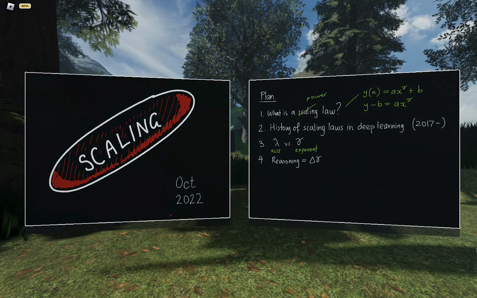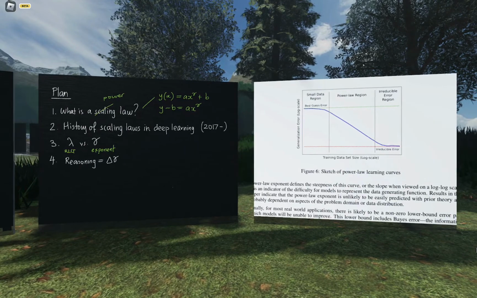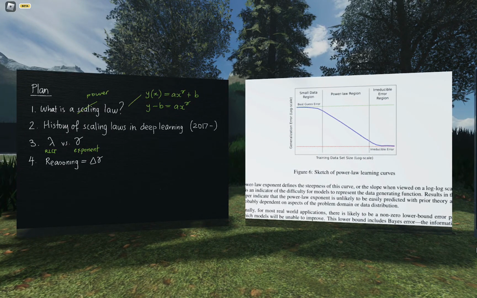Okay, so where were these first noticed in deep learning systems? So this is a graph from a paper. This is often not cited, but this is the first place that people, as far as I know, noticed power laws in deep learning. The title is "Deep Learning Scaling is Predictable, Empirically." So this is Hestness et al. in 2017.